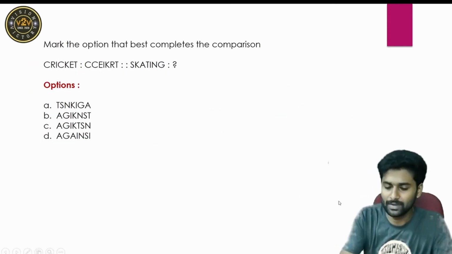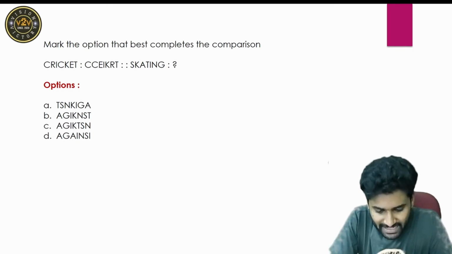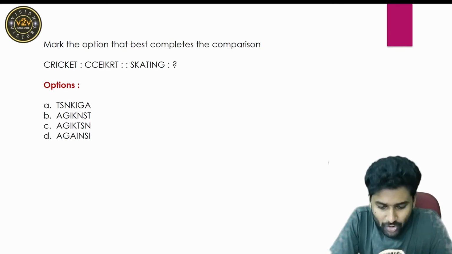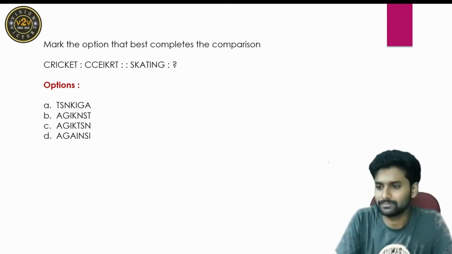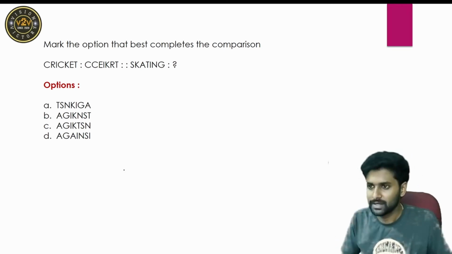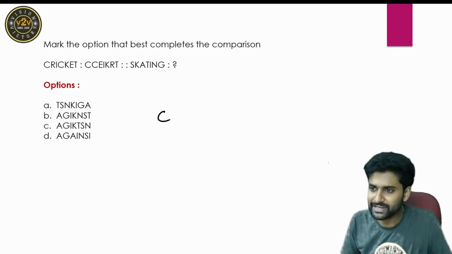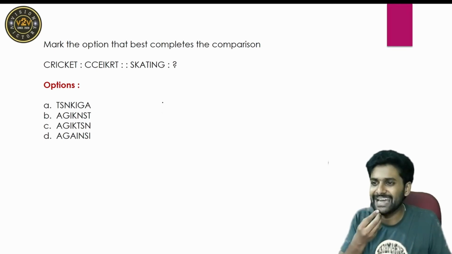Next. On to the next one. Guys, check whether the letters are the same or different. Then you can identify the logic. Now in this question, see cricket. So cricket can be coded as CCEIKRT.